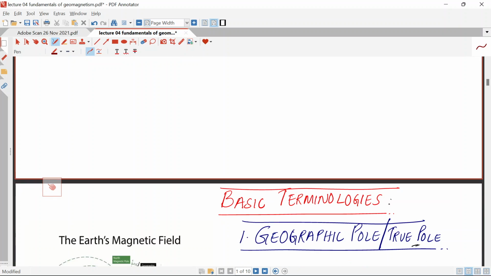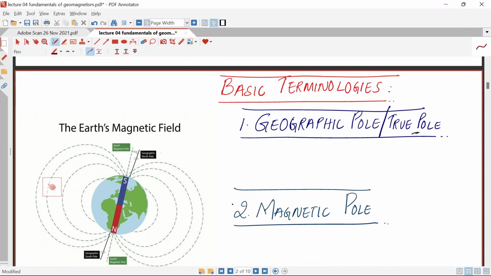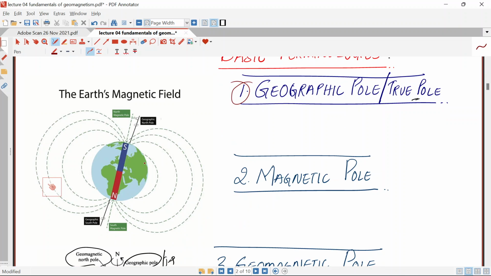So first we will see the basic terminologies in Earth's magnetism or geomagnetism. The first basic terminology is the geographic pole or the true pole. The geographic pole or true pole is simply the axis of the Earth, which we can see in this diagram. This is the geographic north pole and this is the geographic south pole. This is the axis on which Earth rotates, and it is inclined at 23 and a half degrees to the surface. So this is what the geographic pole or true pole is.